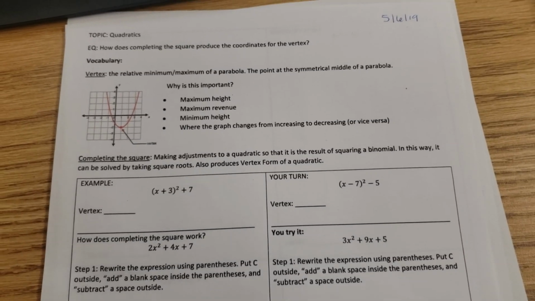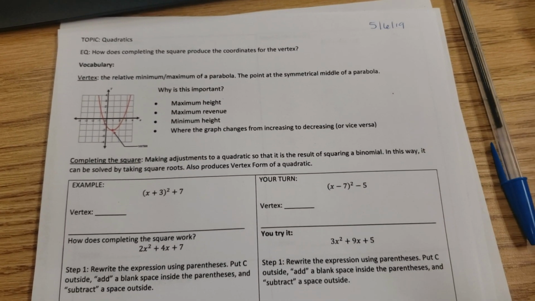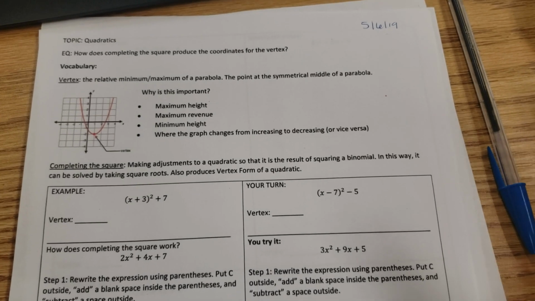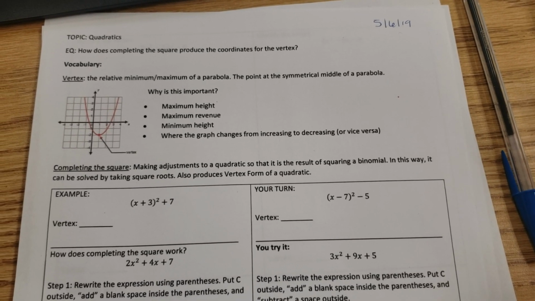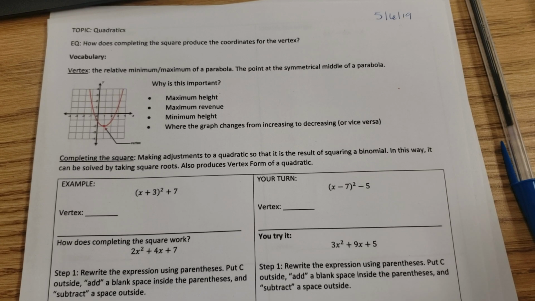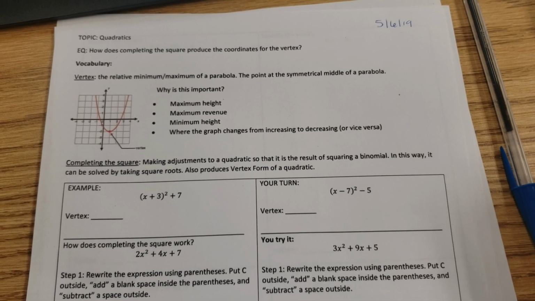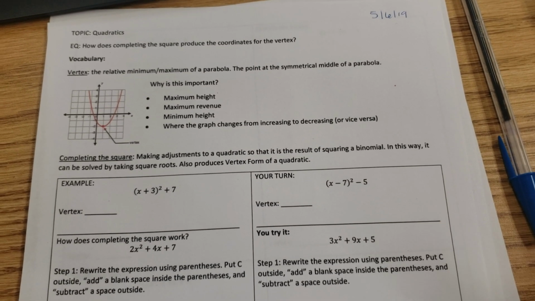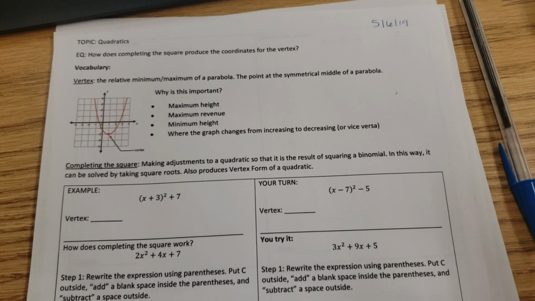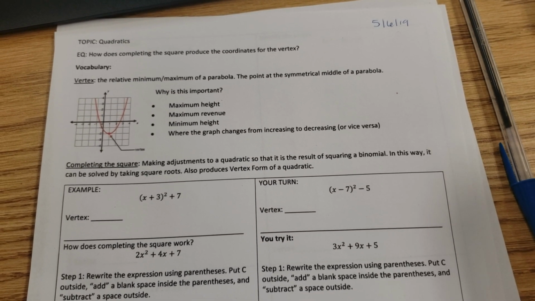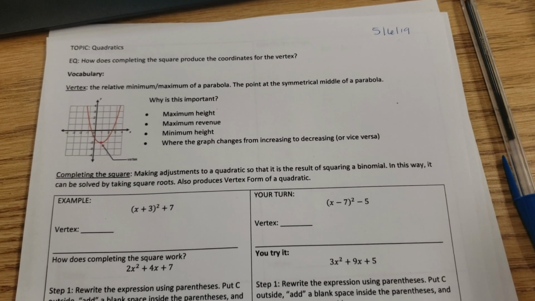So quadratics are those functions that have an x squared as the largest exponent in them. And we've talked a lot about how to find the zeros. We use the quadratic formula to find the zeros. We factored to find the zeros, and that's great. But there's another important part of the graph of a quadratic function, and that's the vertex.